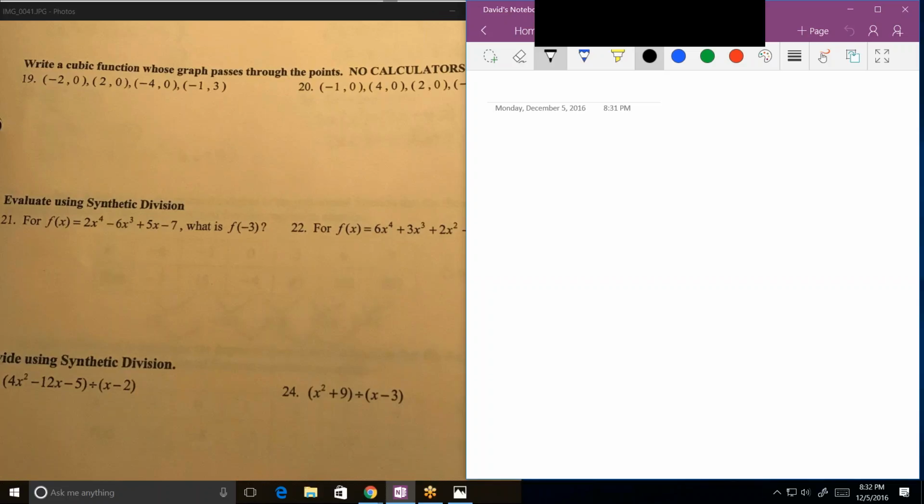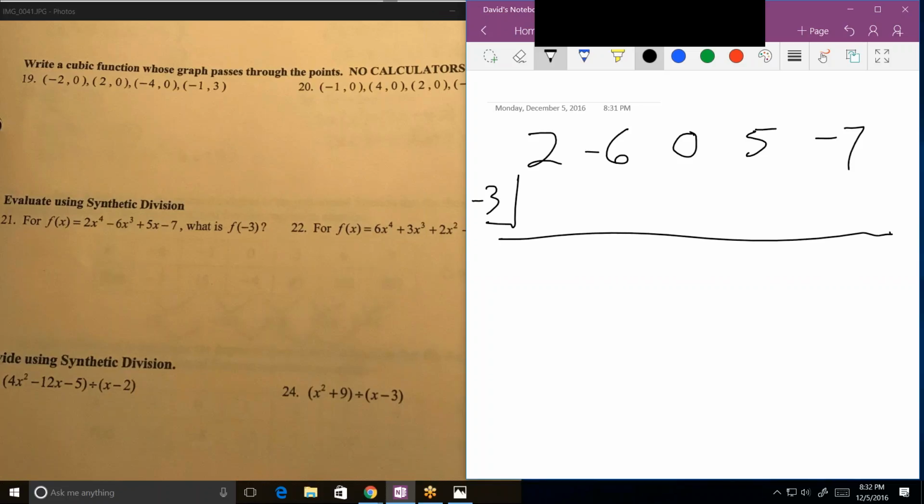Now, to do it using synthetic division, in the box you're going to put the minus 3. Across the top, I'm going to put the 2, the minus 6. Notice there's a missing x squared, so I need a 0 for that term. And then a 5 for the x term and a minus 7. If I do that synthetic division, my remainder is my answer.